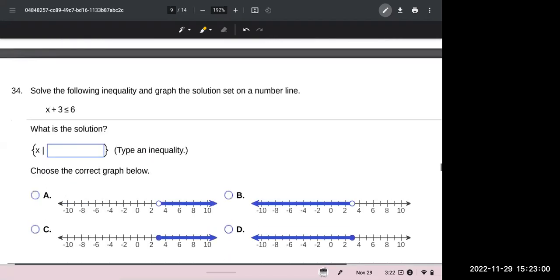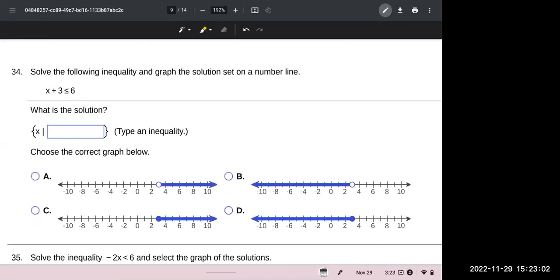34, you need to know how to solve inequalities. So we need to solve this inequality. Isolate x by subtracting 3 from both sides, and we end up with x less than or equal to 6 minus 3, which is 3. So you will type x less than or equal to 3 as your solution.